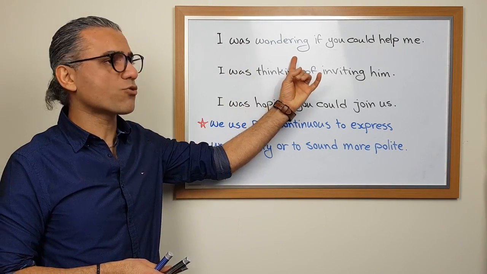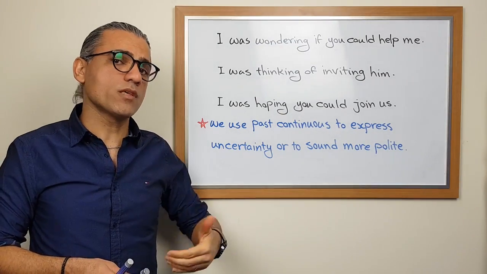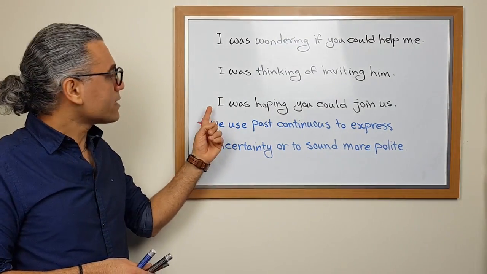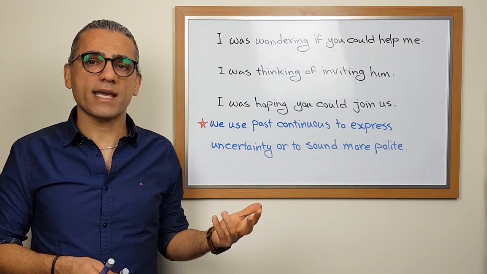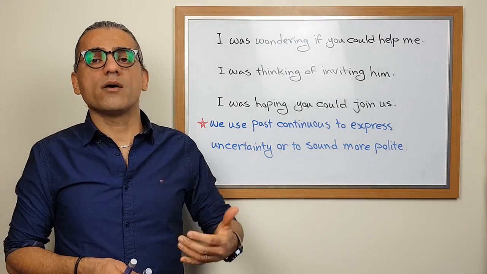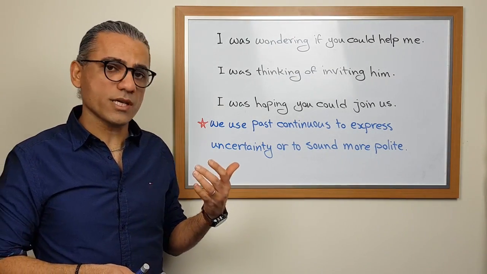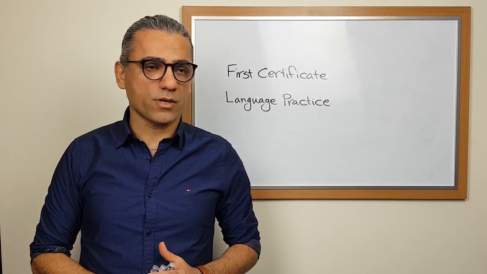I was wondering if you could help me. I was thinking of inviting him. This is expressing uncertainty when you are not sure. And the same with this one. I was hoping you could join us. Again, this is a request put in a more polite way, and also it expresses some sort of uncertainty. Let's do some exercises together.